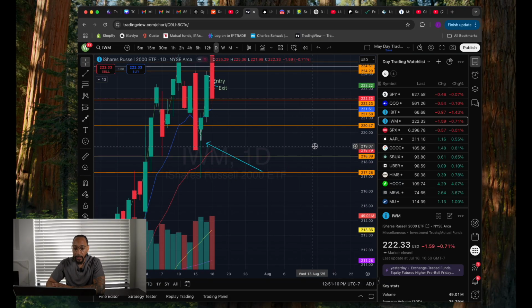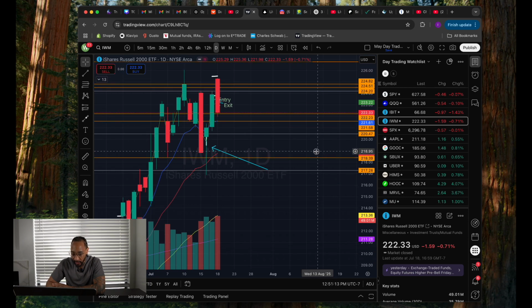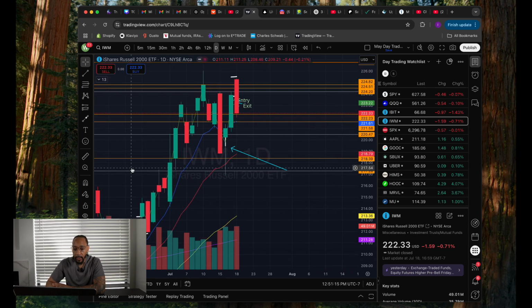I'm zooming in so you can see the anatomy of the candle. So we had a bearish engulfing, right? Just like a bullish engulfing, a bearish engulfing, okay? Now look what happened. Bearish engulfing, it came all the way down to 218 from 224. And then this candle opened up here. It came lower, and then a buyer stepped in and pushed it up, right?